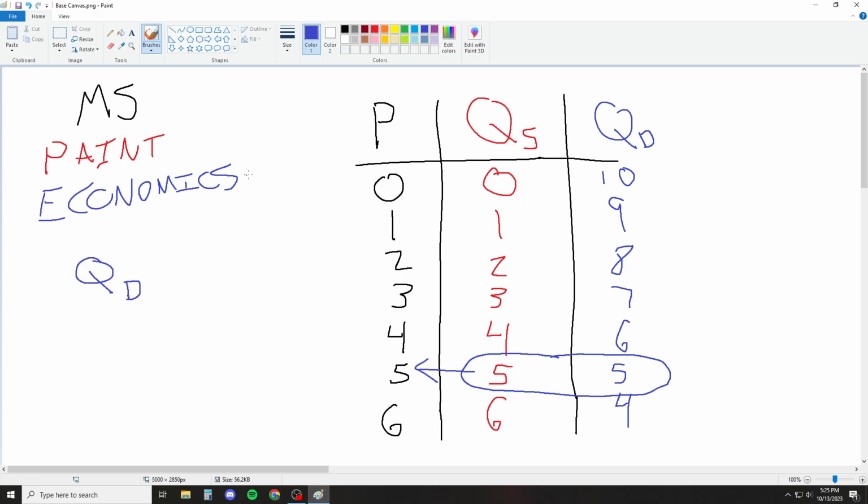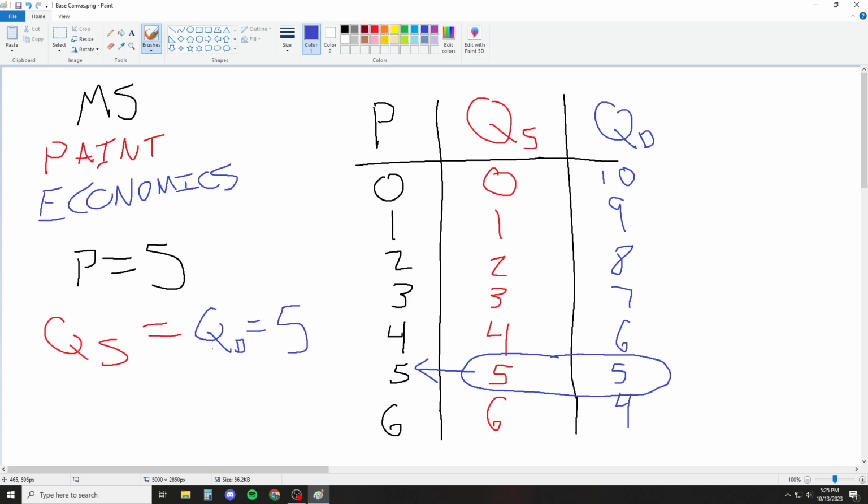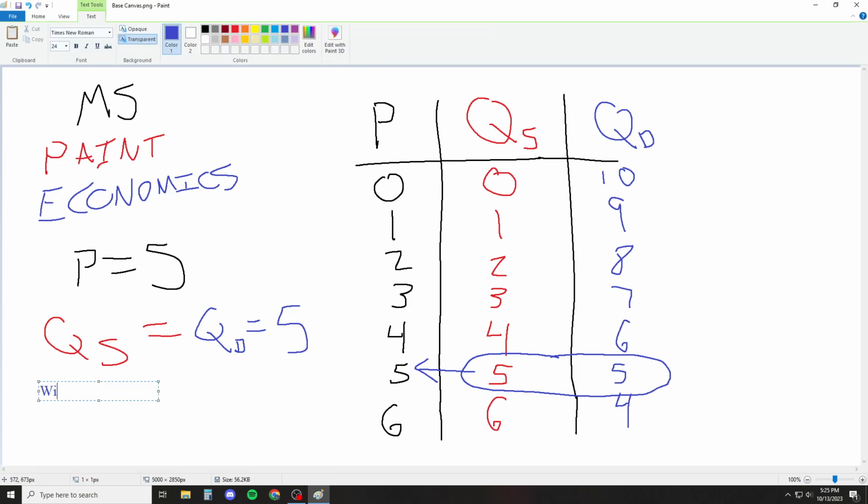So what that means is that my QD, I don't want to use blue here. I'm just going to go back to black. Actually, I'll color code. So we know that P is equal to 5. We know that QS equals QD equals 5. When you talk about equilibrium, there is only one price and quantity.